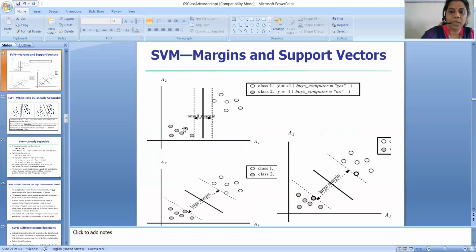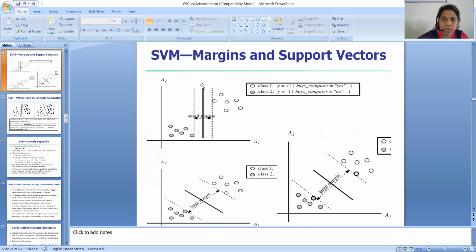You can see many examples here. Suppose this is class 1, C1, and this is class 2, C2. This is one class and this is the other class, and the attributes are A1 and A2. You can see we can draw the hyperplane in different ways. This is one way to draw the hyperplane, this is another way, and this is yet another way.